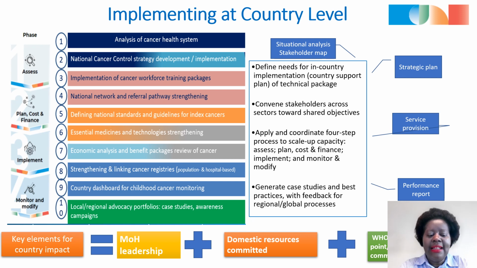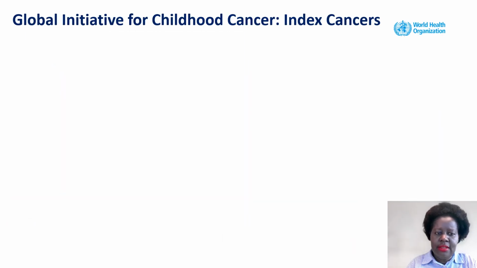What are the key elements that will make country impact? We need leadership by the Ministry of Health, and domestic financing, domestic resources, that are coming on. At the end of the day, we find that the Ministry of Health has a strong focal point, a fully committed presence. Without commitment, and the presence of an established unit at the Ministry of Health, we have found that this can lead to delayed implementation of childhood cancer.